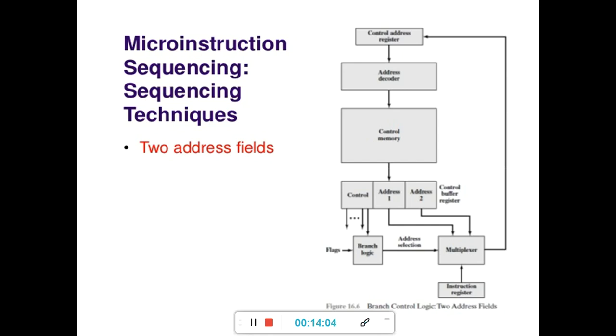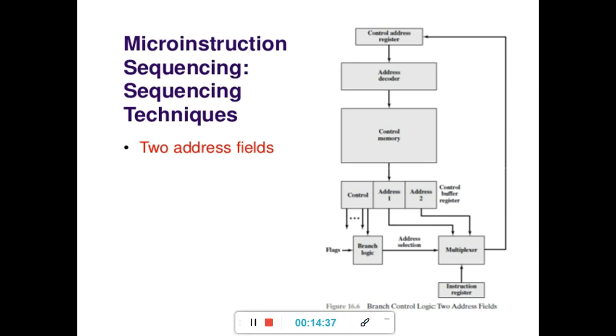What is two address fields? The simplest approach is to provide two address fields in each microinstruction, and a multiplexer is provided to select the address from the second address field. The starting address, meaning where we start from, is based on the opcode field in the current instruction. This is called two address fields.